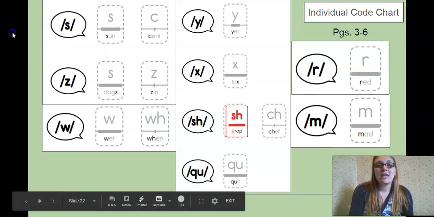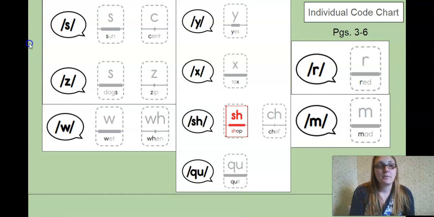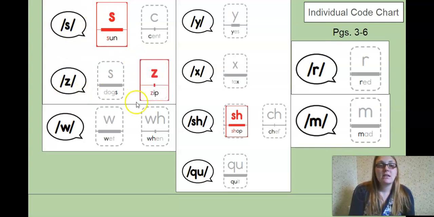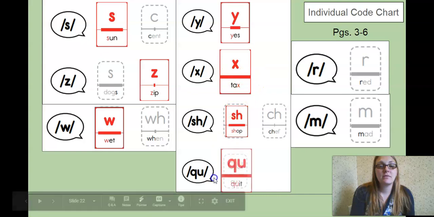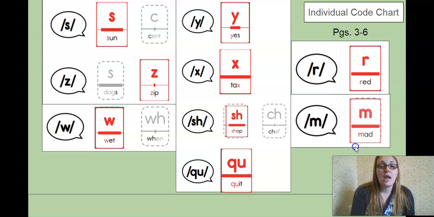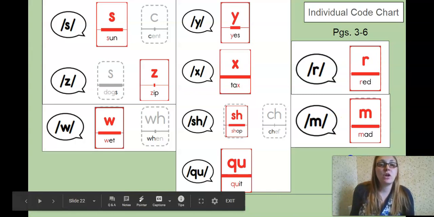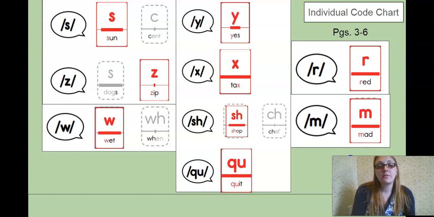Now we're on to the individual code chart page. Here are all of the letter sounds and spellings we did today. S, common spelling is S. Z, Z. W, W. Y, Y. X, X. Qu, Q-U. R, and mad, M. That is in your individual code chart on pages 3 through 6. Continue to add to the chart you've already started with red.